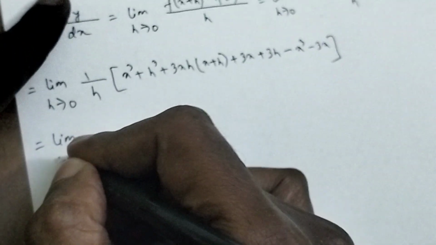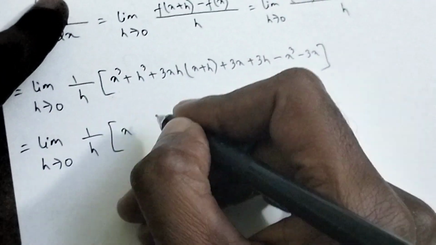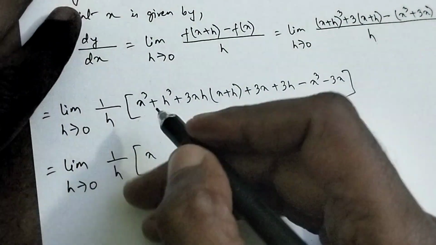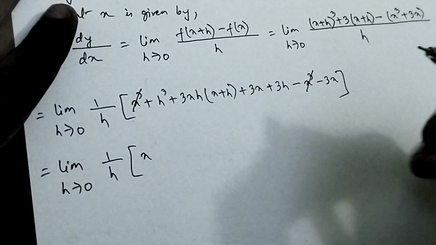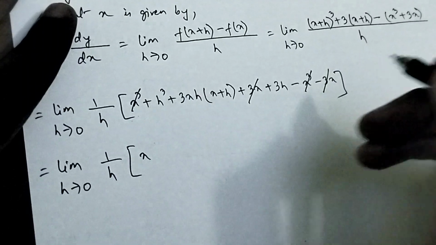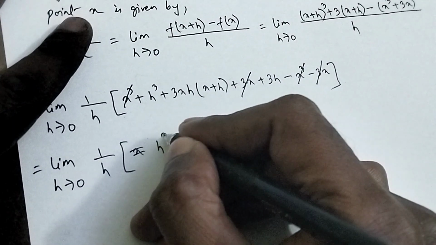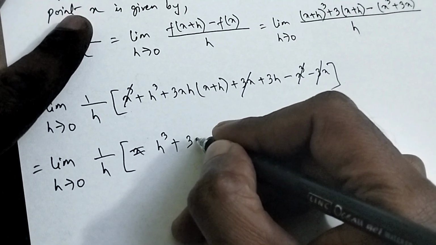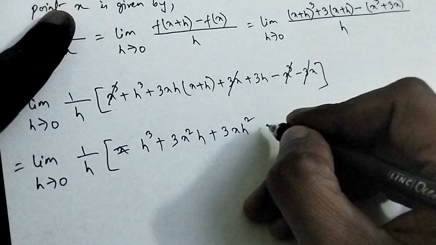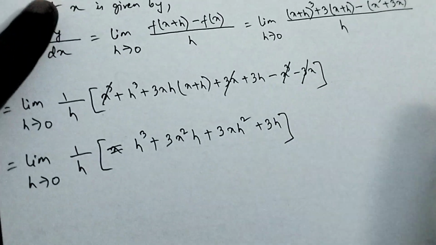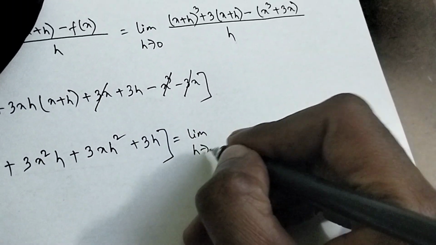So limit h tends to 0, 1 by h into, from here plus x cube minus x cube is getting cancelled. We can clearly see plus 3x minus 3x is also getting cancelled. So this will be h cube plus 3x square h plus 3xh square plus 3h.